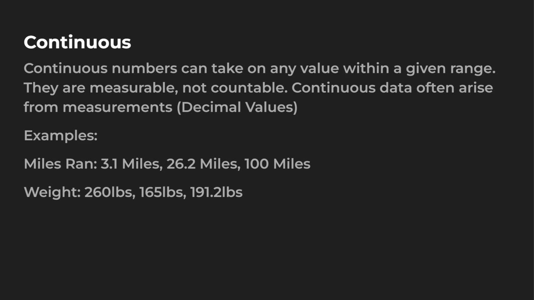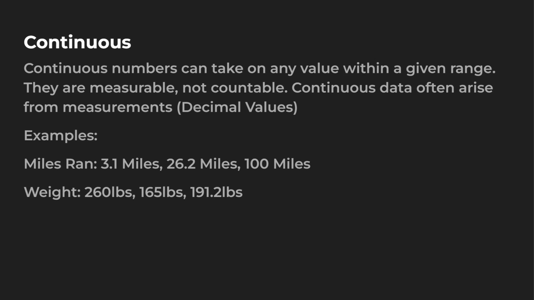Miles ran. So there's a lot of different distances in racing. Now, I never did track, so I'm not going to give you guys track examples. Instead, right, a 5K is 3.1 miles. A marathon is 26.2 miles. And there's a race that I'll be running later this year, which is 100 miles, right? You could have someone that runs a third of a mile. You could have someone that runs 50.5 miles, right? You could run any specific distance and you're always going to have a decimal value as part of it.